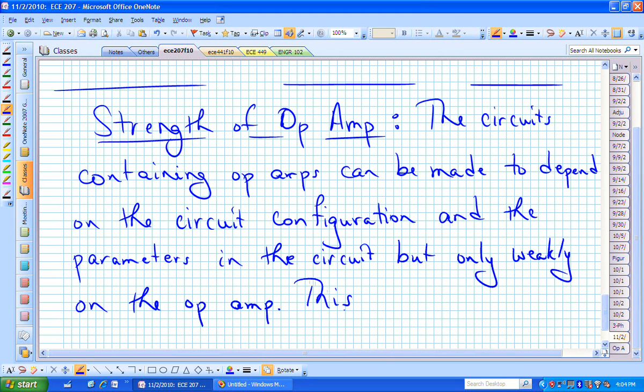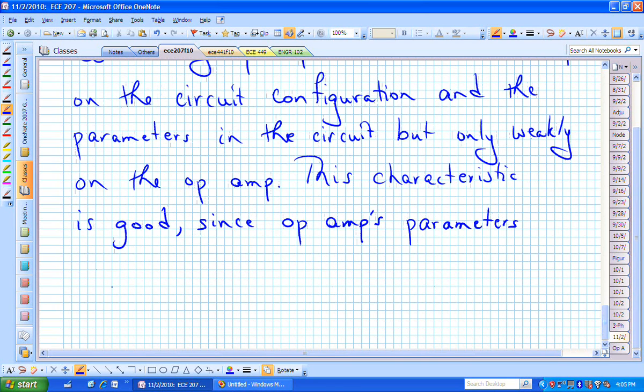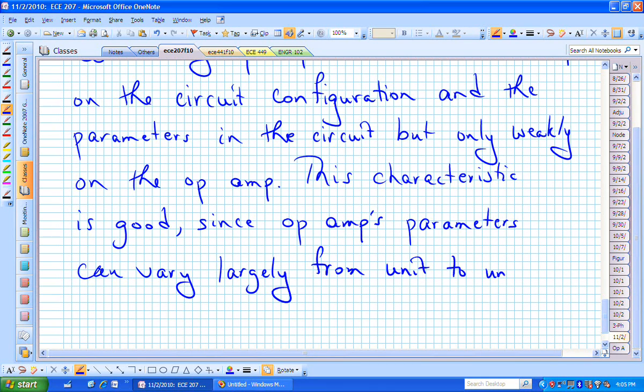That's good, because now we're not so dependent on, wait a minute, where'd you get this op amp? Oh, I got it down at the Radio Shack on this road. Well, where'd you get this one? Oh, I got it somewhere else. Well, hopefully when you put them in the same circuit configuration with the same parameters, it's going to behave the same, even though they're from two completely different manufacturing processes. This is a good thing. So this characteristic, or that behavior, is good because op amp parameters, which is what I just was talking about, its input impedance, its gain, its output impedance, can actually vary fairly largely from op amp to op amp, or from unit to unit.